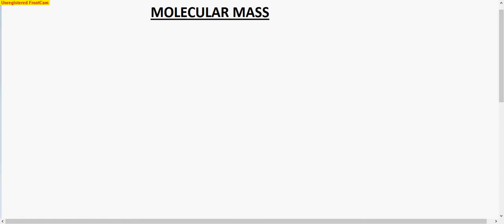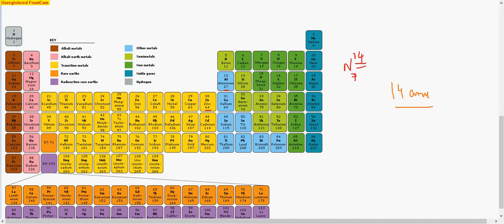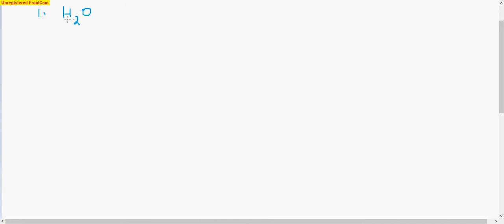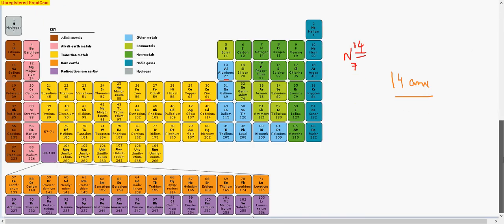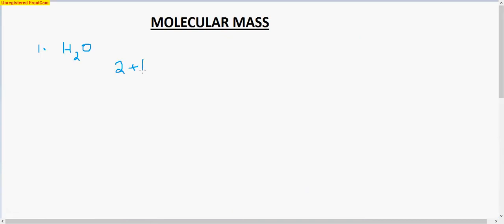Now let's take a simple compound first. Let's start with H2O. Now we need to find the molecular mass. What is the mass of hydrogen? The mass of hydrogen is 1. So 2 hydrogen, therefore 2 plus. What is the mass of oxygen? The mass of oxygen is 16. Okay, 2 plus 16, 18 AMU. That is the molecular mass of H2O.